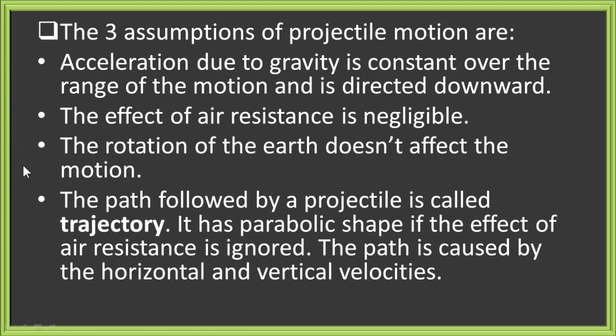Assuming this, we can describe projectile motion properly. The path followed by a projectile is called its trajectory. It has a parabolic shape if the effect of air resistance is ignored. The path is caused by the horizontal and vertical velocities. The projectile will have vertical velocity and also horizontal velocity. As a result, the projectile will have a parabolic trajectory.